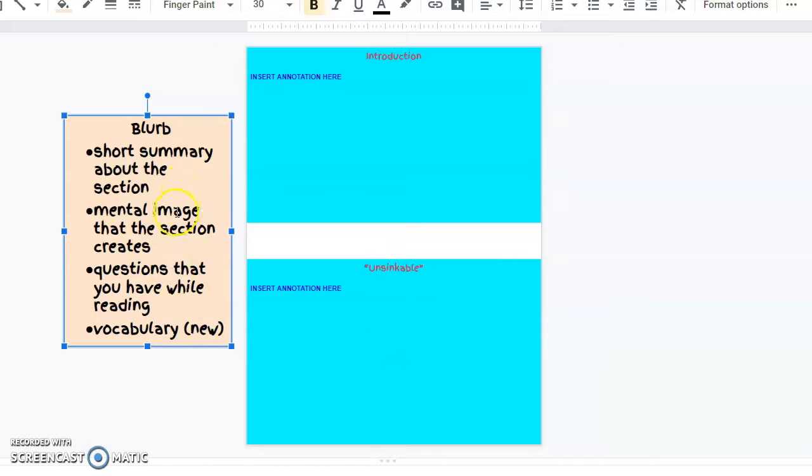You can also write a mental image of what that section creates for you. In other words, the picture that you got in your mind as you were reading it. Any questions that came to mind while you were reading. And if you come across any new vocabulary, you can do that too.